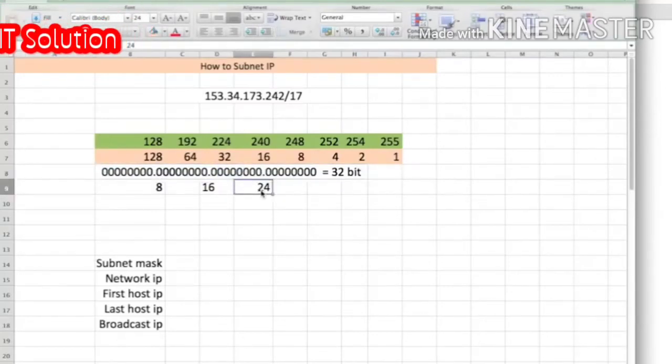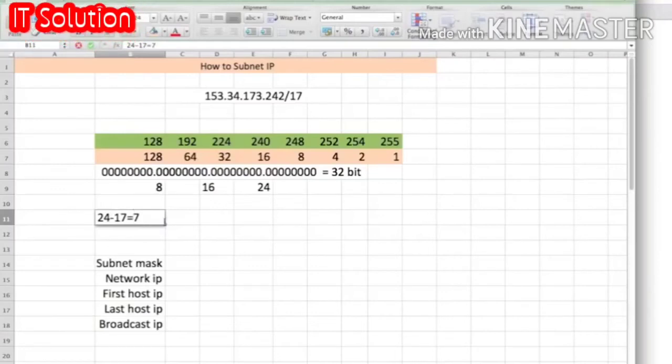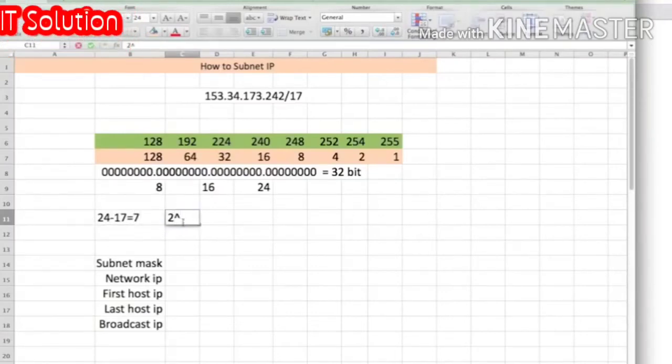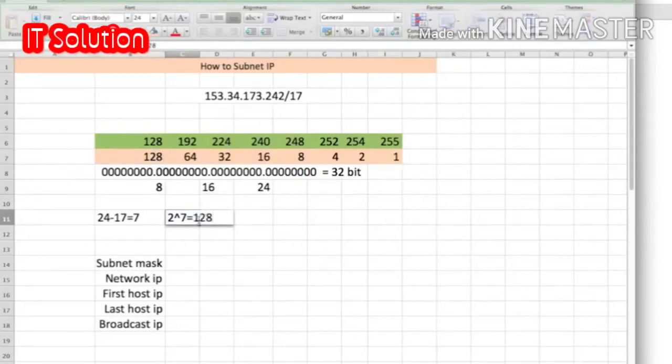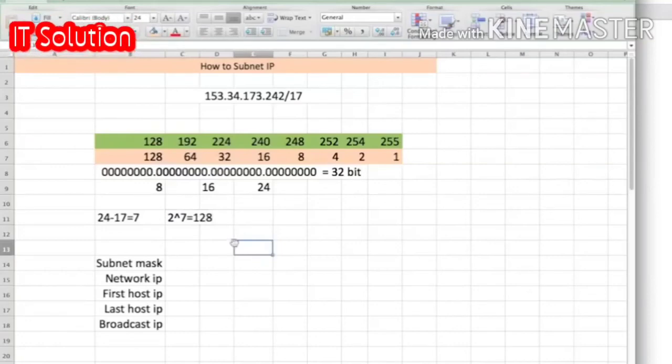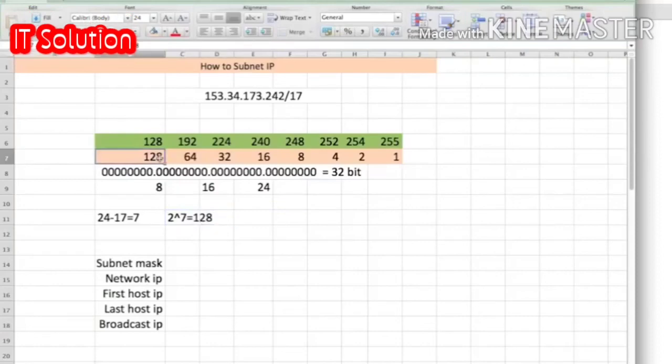So is 17 bigger than 24? No, it's not. So we take 24, right? And we subtract 17 from it. That gives us 7. We take 2 and we raise it to the power of 7, and that gives us, let's see, 1, 2, 3, 4, 5, 6, 7, 128. That gives us 128. Okay, so we know that this subnet is incrementing by 128. Okay, so it's 128, and I look at 128 and I look right above it. Okay, and that gives us the subnet mask.